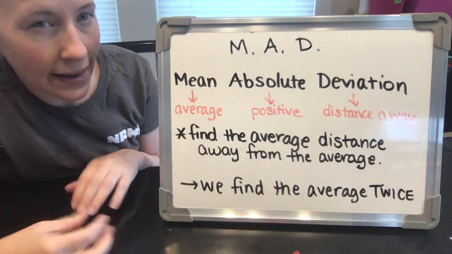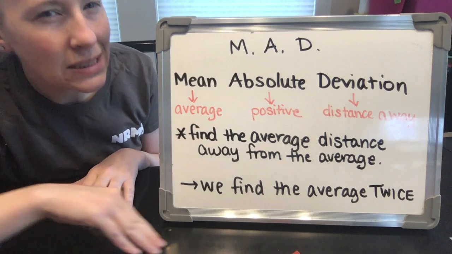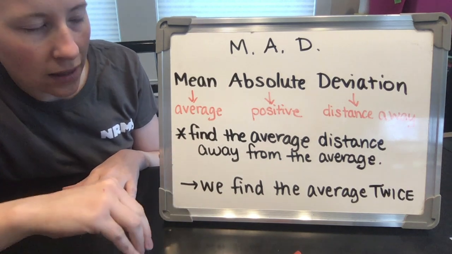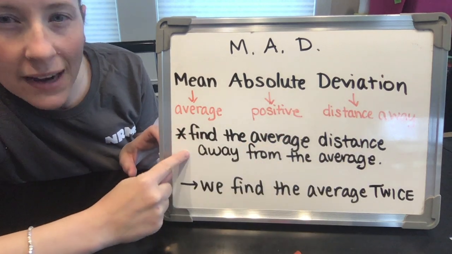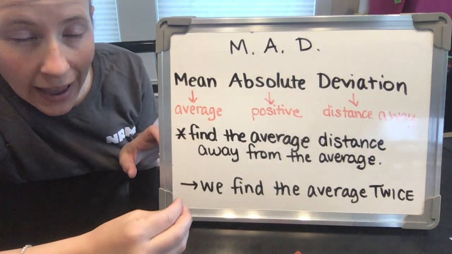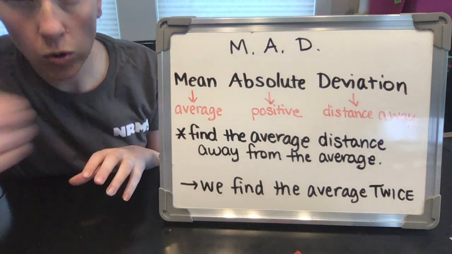If I have a plan and I deviate from my plan, it means I went away from my plan. I walked a distance away from the plan that I had thought of. So what this means for mean absolute deviation is that we're finding the average distance away from the average. And that means we're going to end up finding the average twice.